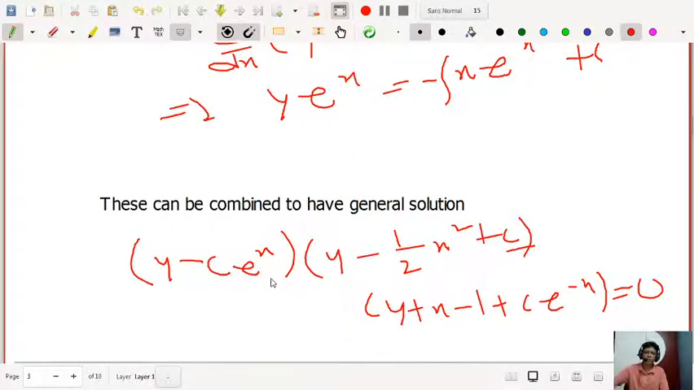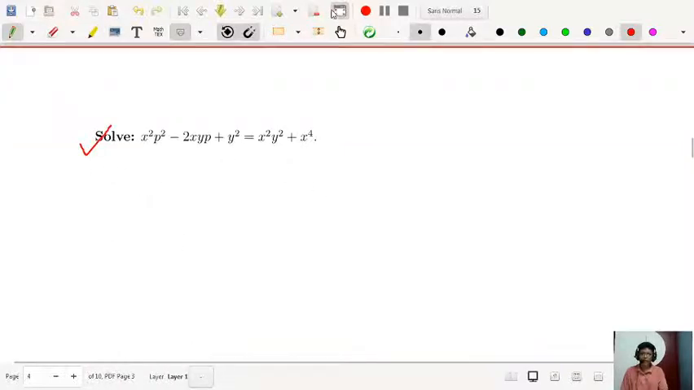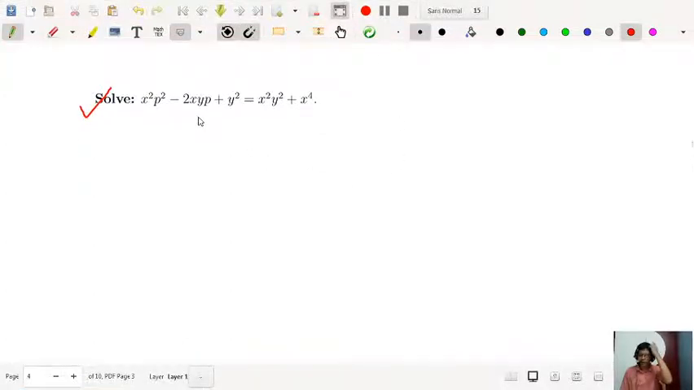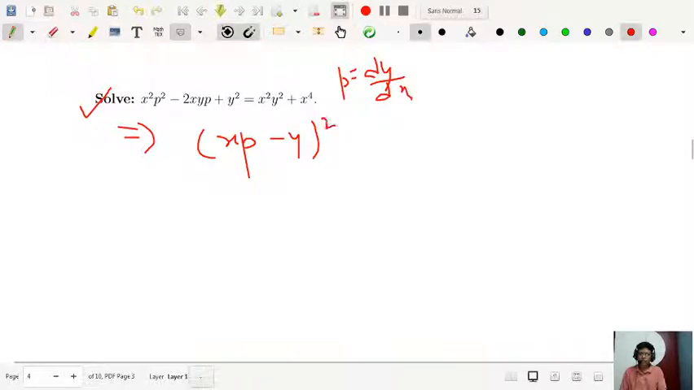So the next problem is, yeah, this is the differential equation. Solve another one: x square p square minus 2xyp plus y square equal to x square y square plus x to the power 4. Now this equation can be written as, the left hand side can be written as (xp minus y) whole square, where p is obviously your dy dx, always in this chapter. And your right hand side is y square plus x square into y square plus x square. This is the equation.